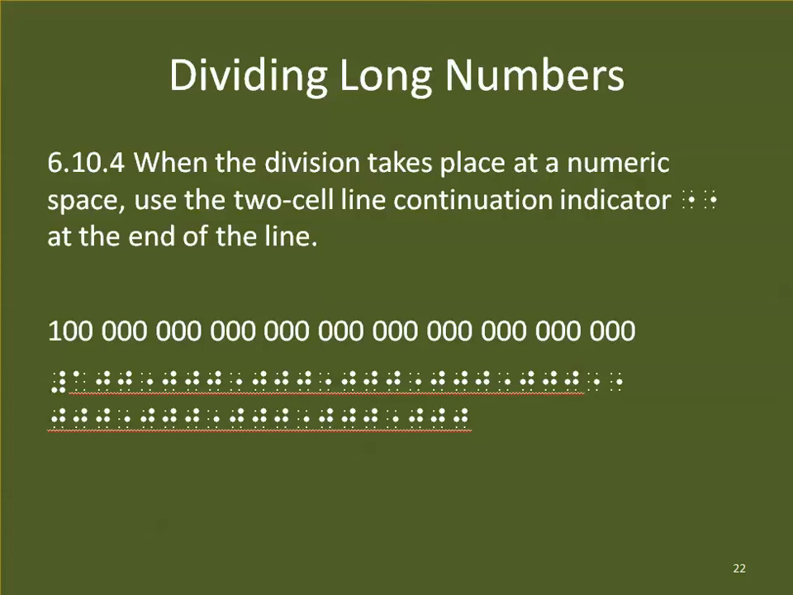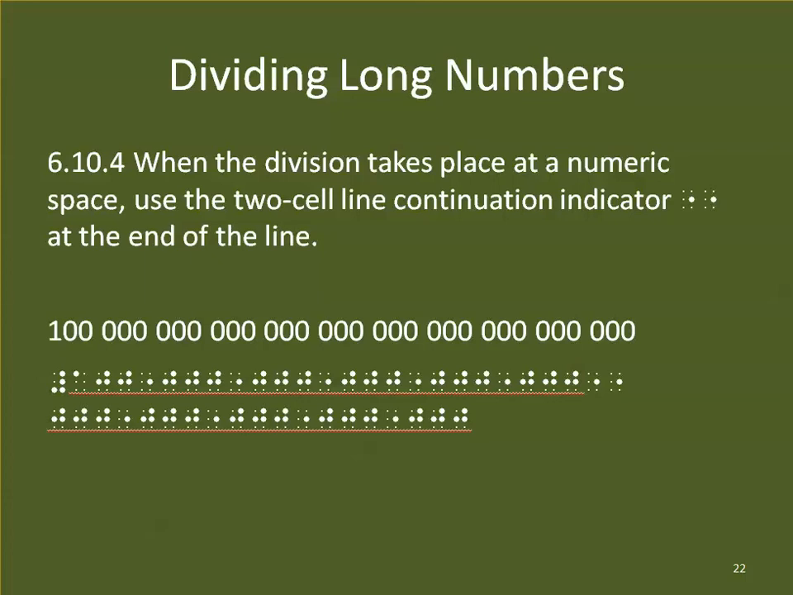When the division takes place at a numeric space, use the 2-cell line continuation indicator at the end of the line. So before we were just using the 1-cell line continuation indicator, now we're using the 2-cell line continuation indicator. As I said, it's a very long label. And so the reader is reading along with a single .5, that means there's a space, single .5, space, space, space. Then you get to the 2-cell line continuation indicator.